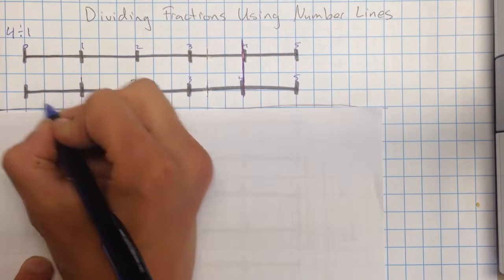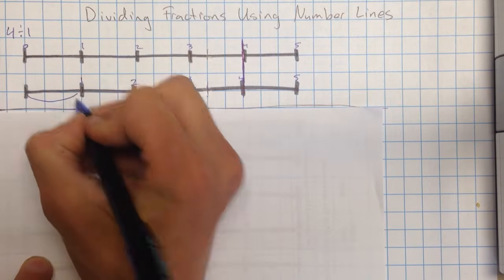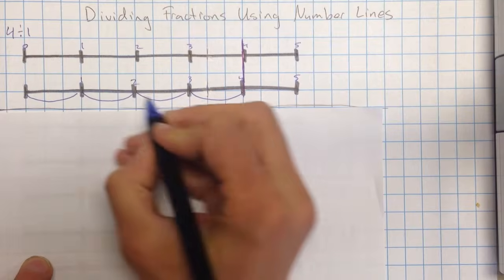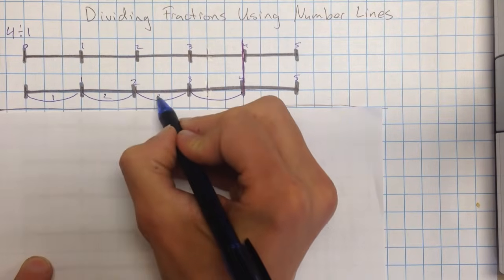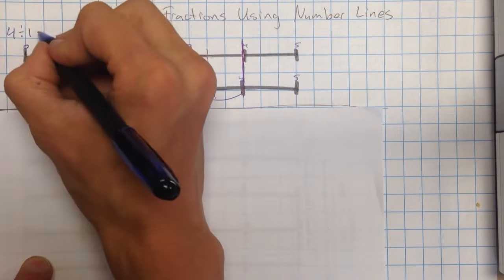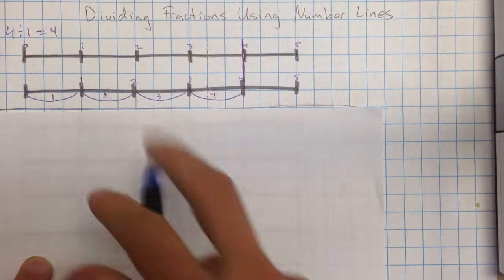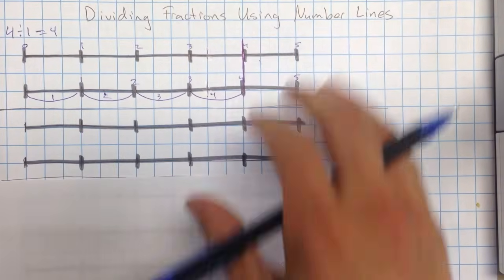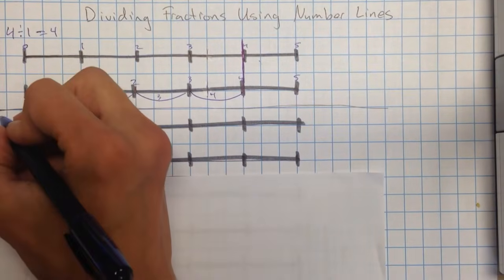Every time we get a whole, I'm going to do a loop. So this would be 1 whole, 2 wholes, 3 wholes, 4 wholes. This shows us we have 1, 2, 3, 4 little loops there. So 4 divided by 1 whole equals 4, right? That's something we all know, but that's just how this works. Then if we look at another problem, let's do 4 divided by 1/3.